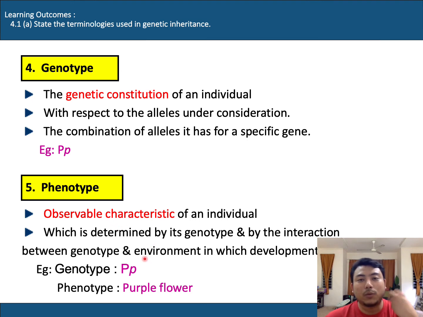Kita boleh nampak dia warna purple ke, warna white ke, blue, high, tall, the color or the shape of the seed, wrinkle, smooth dan sebagainya. Which is determined by its genotype and by the interaction between genotype and environment. So kita dah tengok tadi contohnya genotype dia adalah P besar, P kecil, and the phenotype is purple flower. So we can observe the physical appearance of the flower color, which is purple.